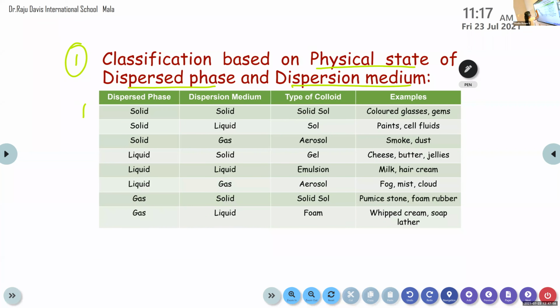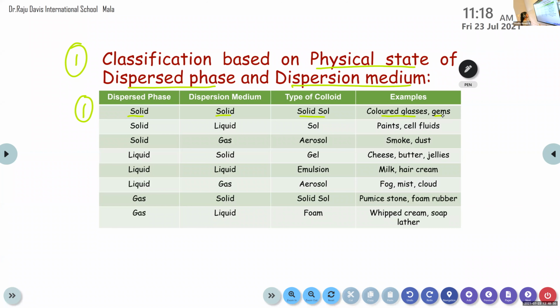The first one. If the dispersed phase is solid and the dispersion medium is also solid, it is known as solid sol. Colored glasses, gems, etc. are examples of such solid sols.